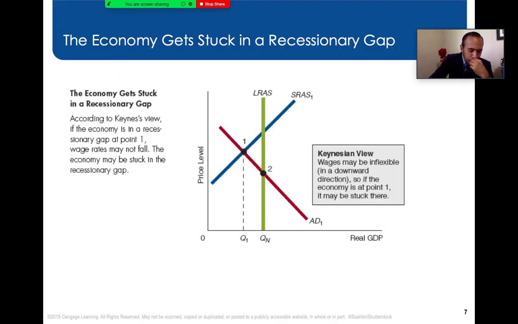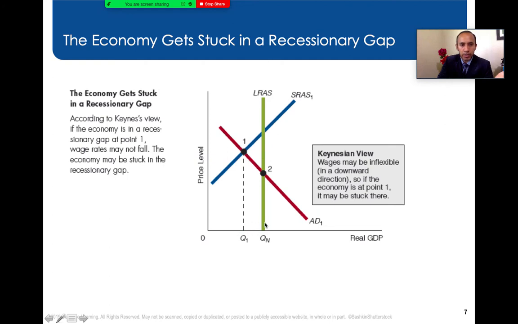Laissez-faire economics. So in this model, we have the economy getting stuck in a recession. Q1 represents the real level of GDP, and QN represents the potential GDP, represented by the long-run aggregate supply curve, the green one. The aggregate demand curve, the red curve, is the demand in the economy by consumers, investors, and government, and the short-run aggregate supply is the production of goods.